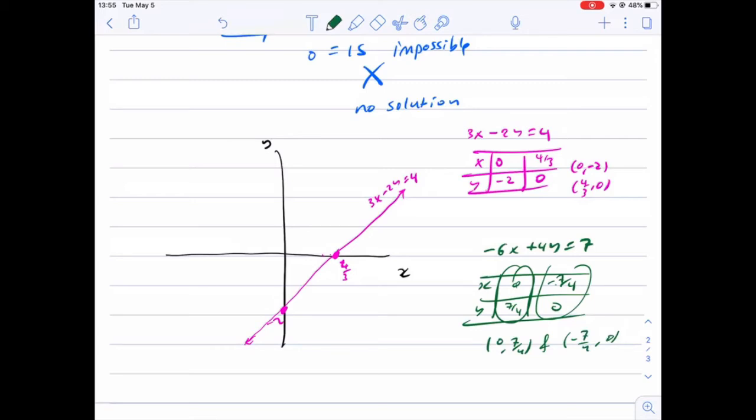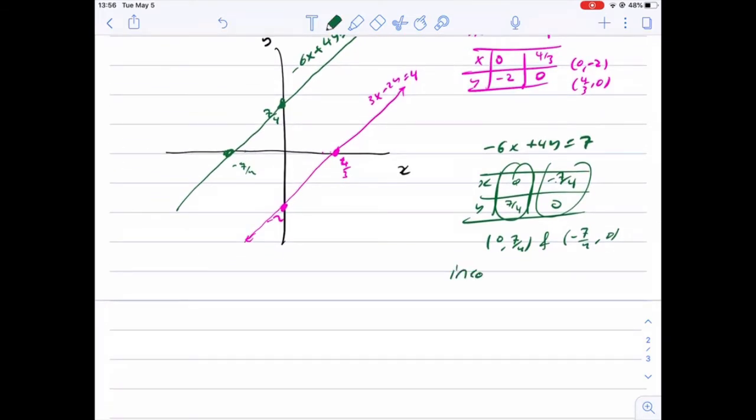Now when we graph this on the same xy plane, we get 0 and 7/4. So 0, 7/4, it's a point here, less than 2. And the other point, negative 7/4 here. And then we graph another line. And as we can see, the two lines are parallel, and that means there's no solution.